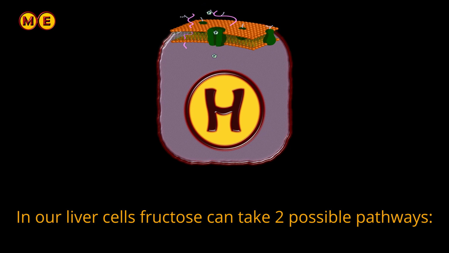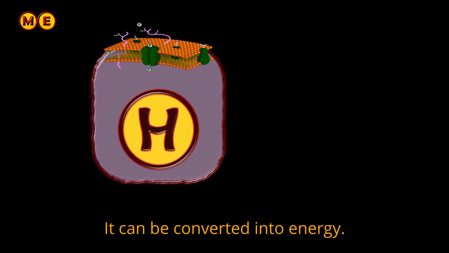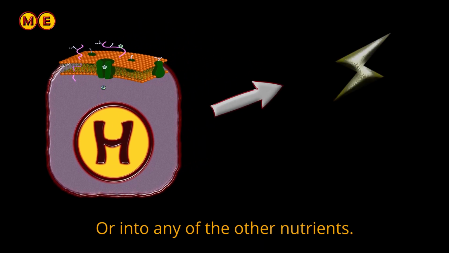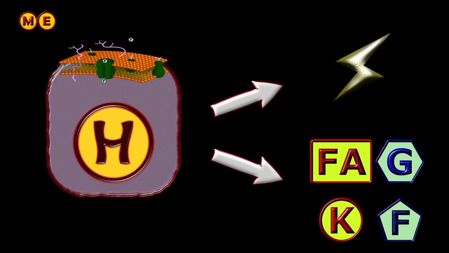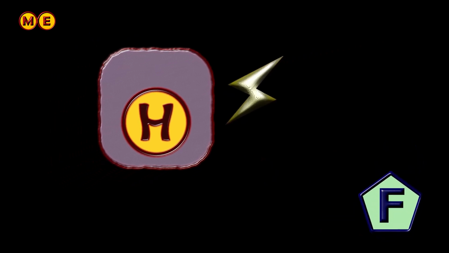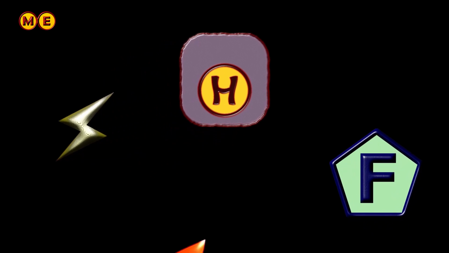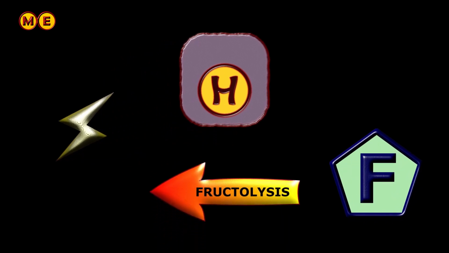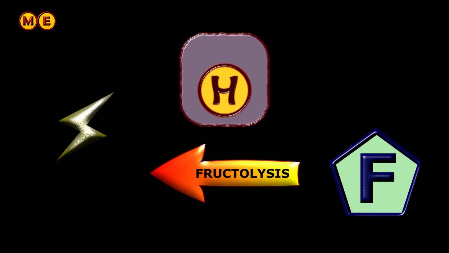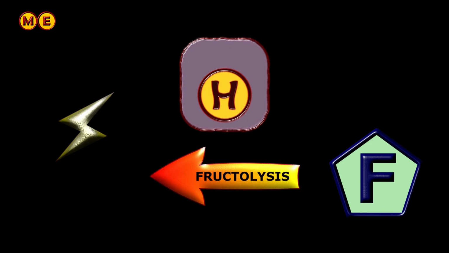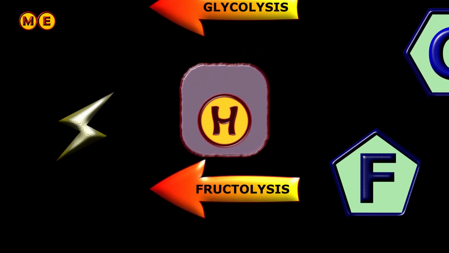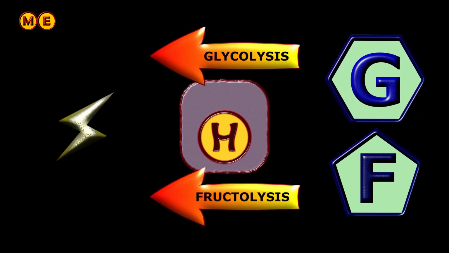Inside the liver cells, fructose can take 2 possible pathways. It can be converted into energy, or it can be converted into any of the other nutrients. In order to be converted into energy, fructose undergoes its own biochemical pathway called fructolysis. But even though it has its own name, fructolysis is not exactly a separate biochemical pathway, because it is pretty much the same as glycolysis. It divides fructose in two.